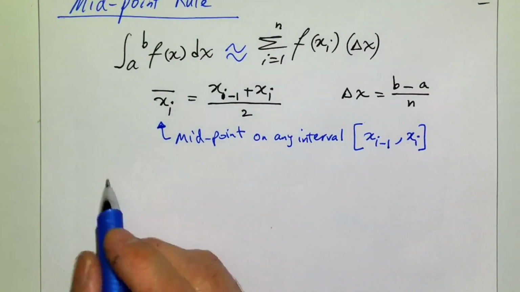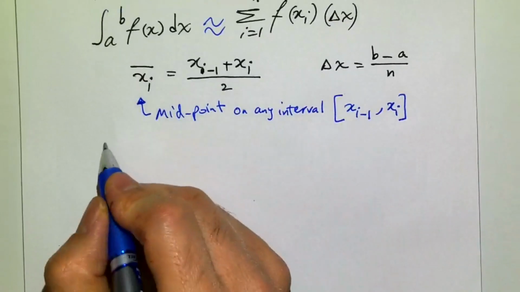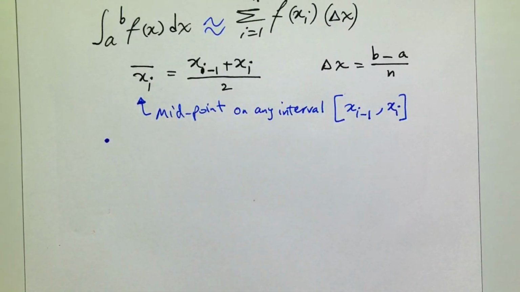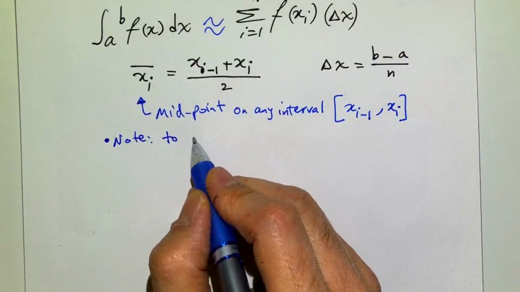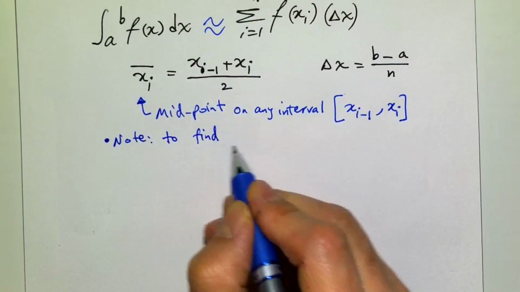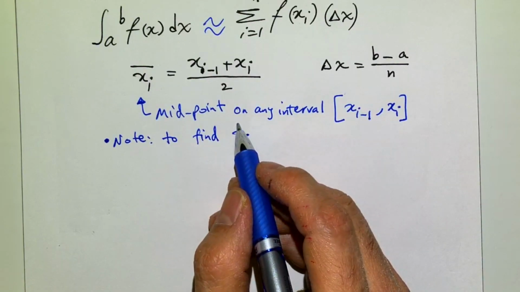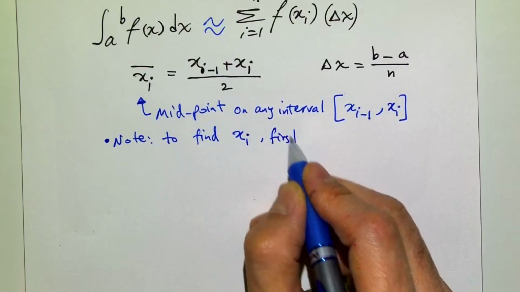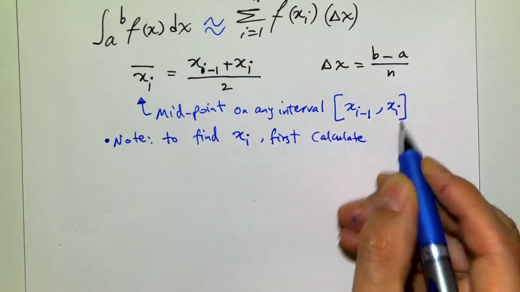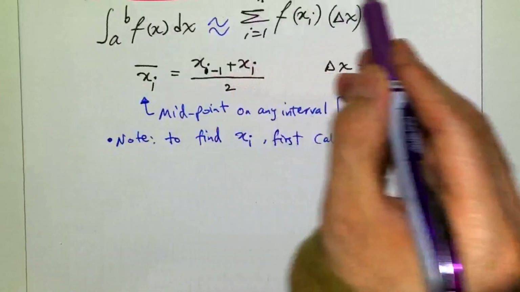All right, so then I have to actually add a note here. Since I wrote this note in blue, let me also make this note in blue. Note to find xi's, first calculate a delta x value. Okay? And we'll do examples so you'll see how this works. All right, so this is the midpoint rule.